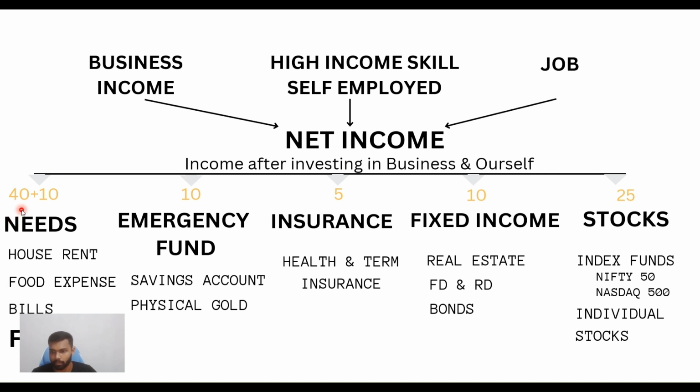Okay, now what is the 40 percent for our needs? Needs can be house rent, food expenses, internet bills, and etc. And the 10 percent is for fun activities, like going for movies and eating outside and stuff like that.